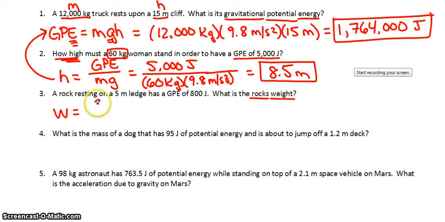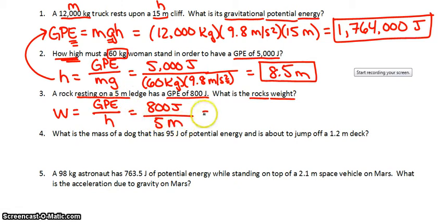Weight equals GPE divided by height. All right, what's the GPE? Tells us right here, 800 joules. What is the height? It's resting on a 5-meter ledge. There is the height. Easy calculation, 800 divided by 5, you should get 160. That is our number, but what is our units? Remember, weight is a force. What did we measure forces in? Newtons. So 160 newtons is your final answer.